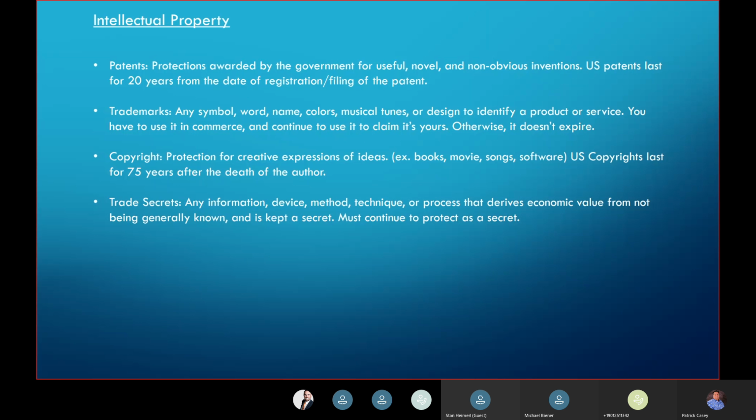Trade secrets. Any information, device, method, technique, or process that derives economic value from not being generally known and is kept a secret, and you must continue to protect it as a secret, right? So we'll go back to Coca-Cola, for instance. Whenever they process the drink Coca-Cola, there are several ingredients in it. Well, not all of those ingredients are made in the same plant. Most of the time, when it's going to the bottling side, all these different plants ship to this one plant for bottling, and all of the stuff is combined at that location. Nobody knows all the secrets of one piece of that formula. And that's a very good realization to think about when you're thinking about trade secrets.